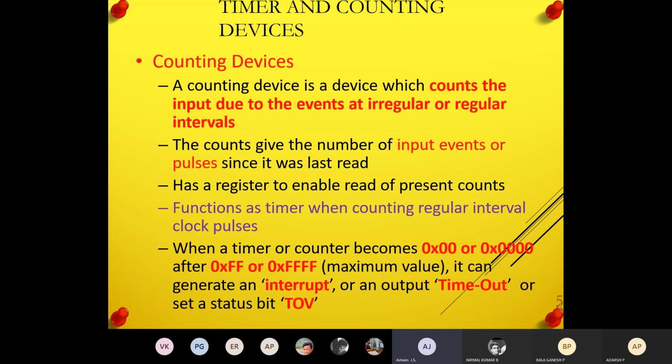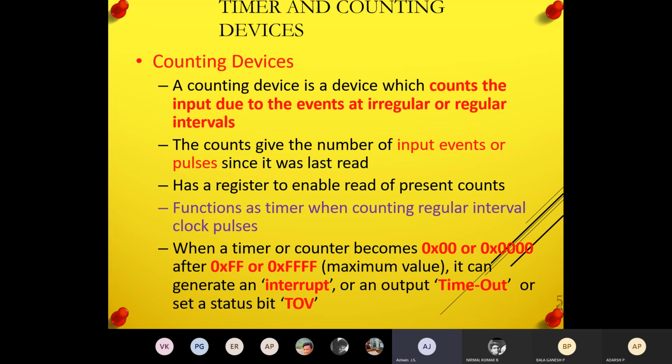And the next point is that it functions as a timer when counting regular interval clock pulses. If you are pressing the timer button, this timer will consider only the regular clock pulse along with the count. It won't go for the irregular interval. Why? Because the time cannot be calculated properly. Regular interval means if I take one sample, that will be multiplied and I will get the exact value. If it is irregular, I can't take all timings together. So that is a drawback here.